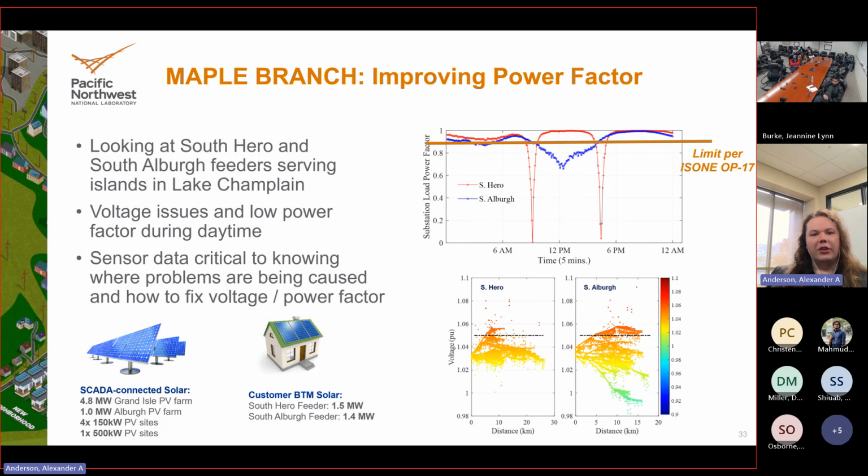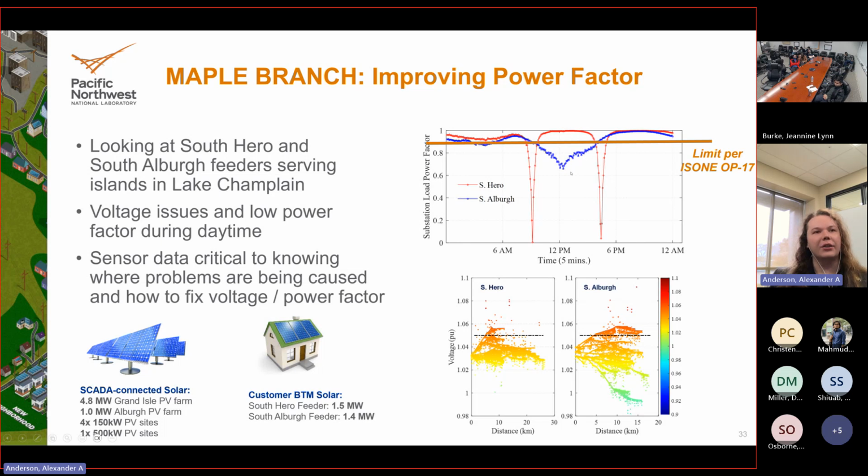For the case study, we're looking at a group of islands. In this case, we don't mean electrical islands. We mean it's actually sitting in the middle of a lake. So it makes a great case study where we have very clear boundaries. It's a small real-world test case. And we see horrendous power factor at the transmission distribution interface.